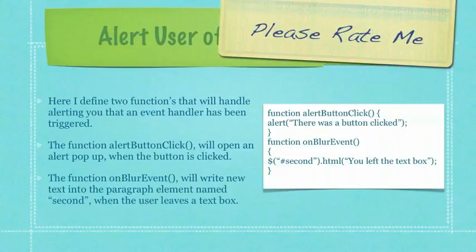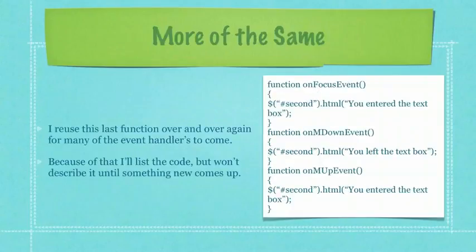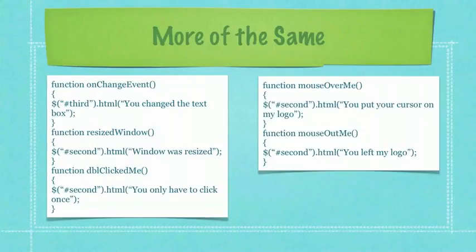Here I define two functions that will handle alerting you that an event handler has been triggered. The function alert button click will open an alert pop-up when the button is clicked. The function on blur event will write new text into the paragraph element named second when the user leaves a text box. I reuse this last function over and over again for many of the event handlers to come. Because of that, I'll list the code but won't describe it until something new comes up. You can see here I'm running pretty much identically the same code where I am posting text to either the paragraph named third or the paragraph named second.